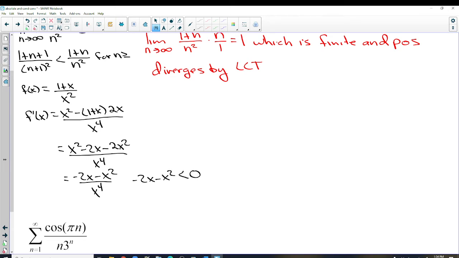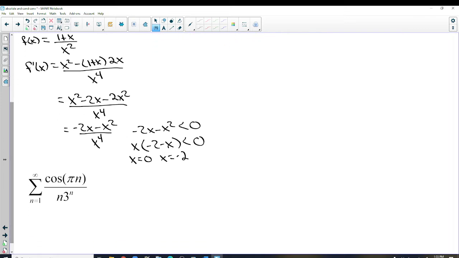But we got this extra x. We're going to do this a little different way. We know that this is a parabola, an upside down parabola as a matter of fact. So if we take out an x, we get negative 2 minus x. Has to be less than 0. So the zeros are 0 and actually negative 2. That's what makes that 0. So the zeros are 0 and negative 2, and it's kind of this upside down parabola.